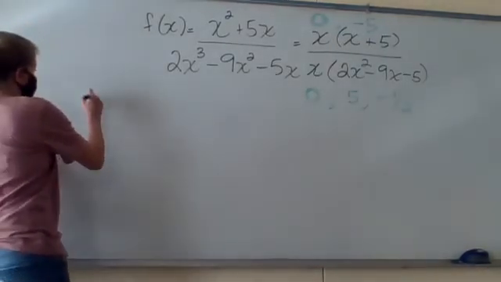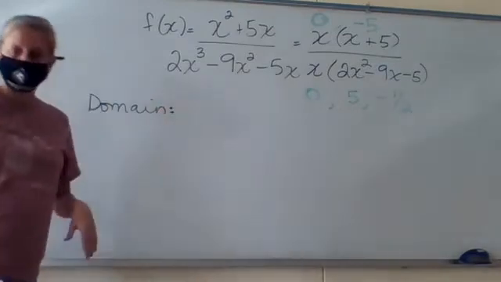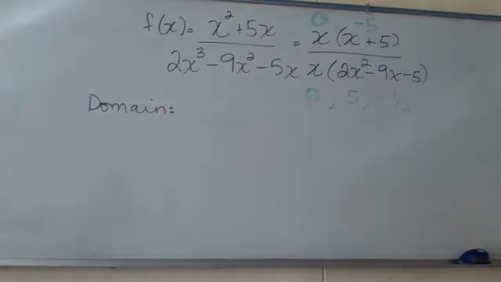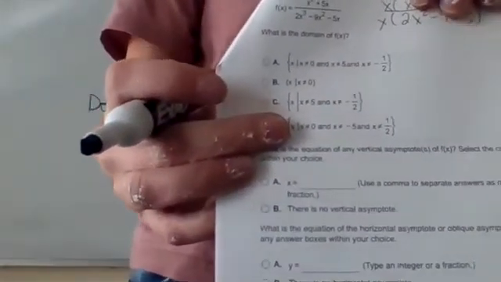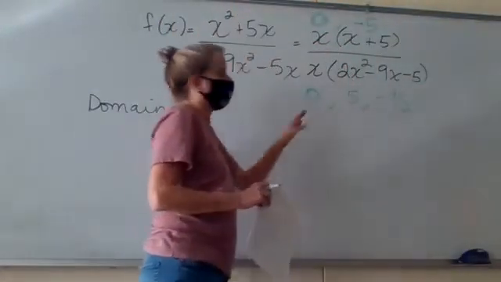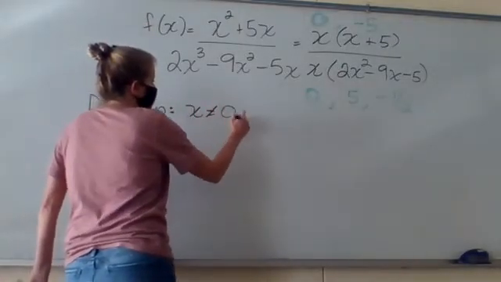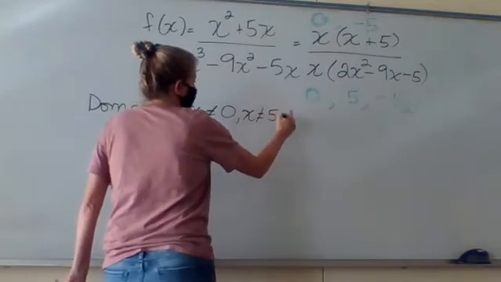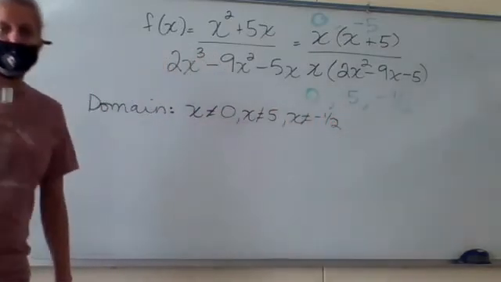So the domain. This is a multiple choice, and each one is showing what numbers need to be left out of your domain. The numbers that x cannot equal are all 3 of those, right? X cannot equal 0, x cannot equal 5, and x cannot equal -1/2. Can't equal any of those.